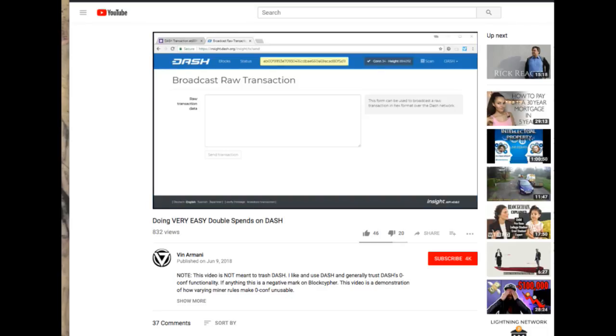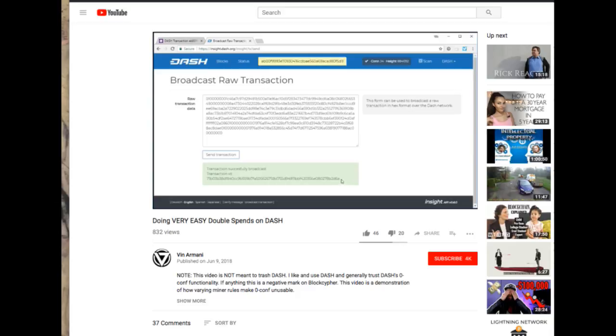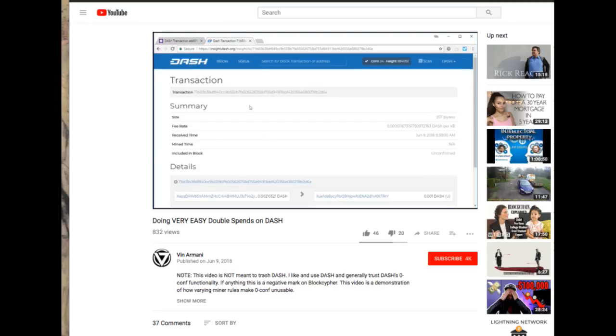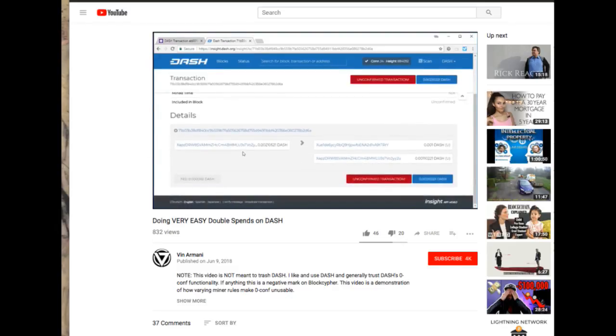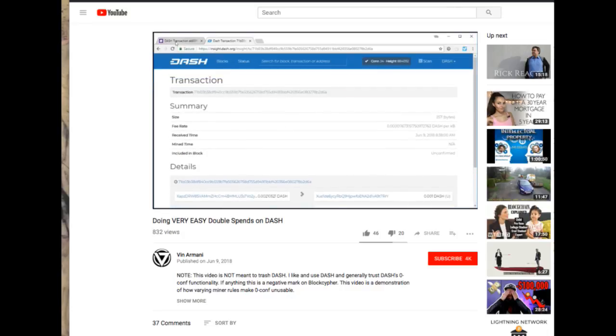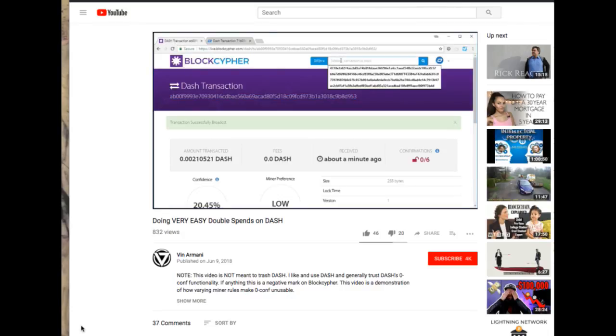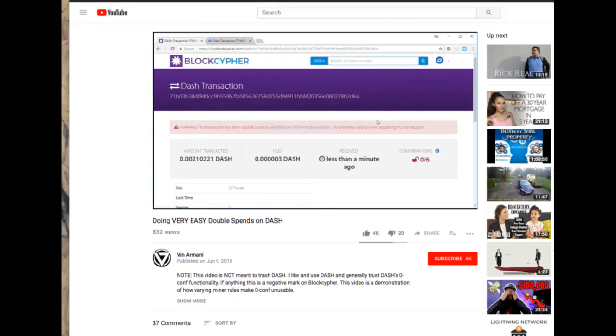yet been spent, which means I can now go and broadcast that same transaction, yet with a fee, like we already saw, a valid fee above the miner minimum. I can take a look at this transaction now on the Dash Explorer, and you see there it is. Perfectly fine. Let's see what happens if I look at that same transaction I just did on BlockCypher.